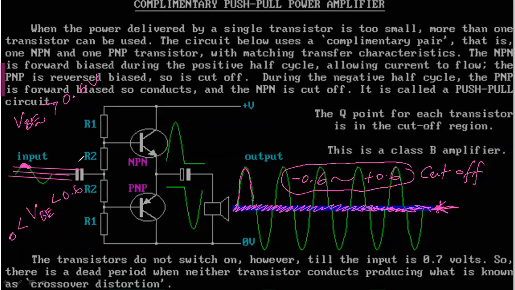If your input is remaining between minus 0.6 and plus 0.6, during that period or that range, you are not getting output. In that range, you can experience that you don't have output fluctuation. That issue we call the crossover distortion.